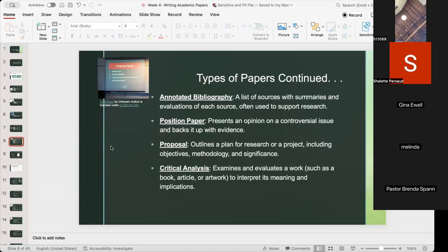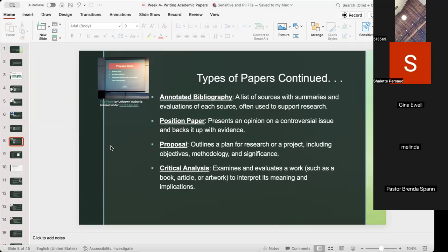Proposals, my husband does lots of proposals. So you outline a project that you're going to be working on, and you include the objectives and the step-by-step process of how you will go about the objective that you're trying to work towards. So it's like a step-by-step process.